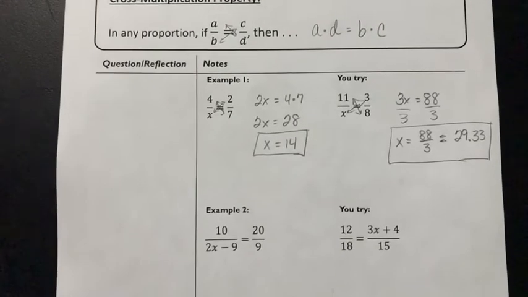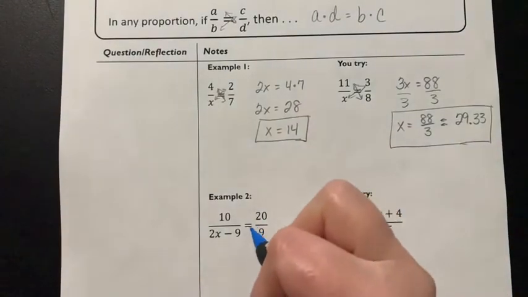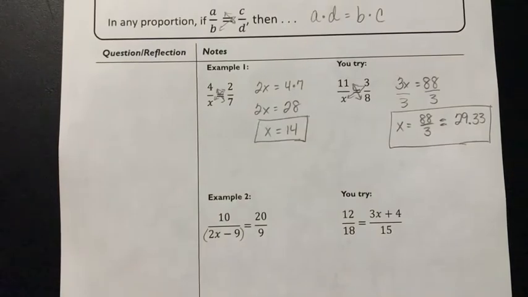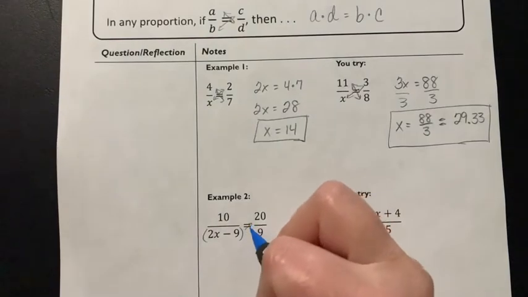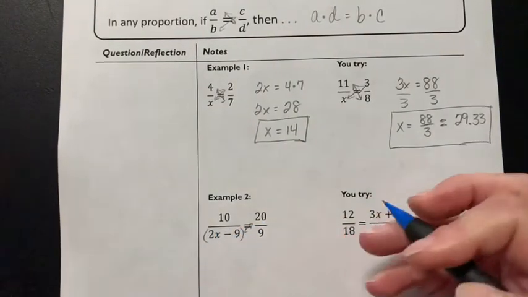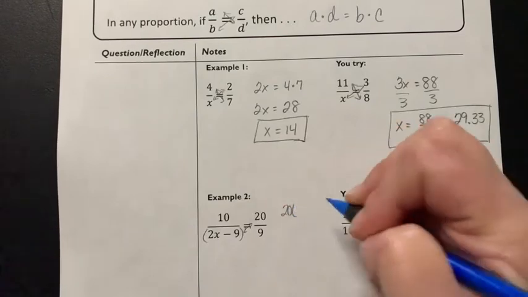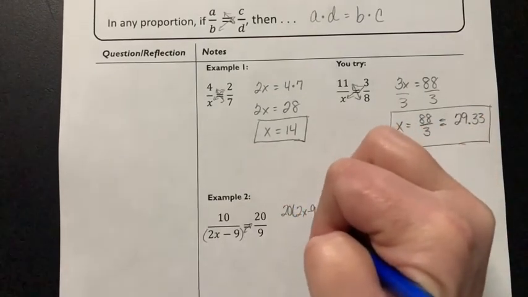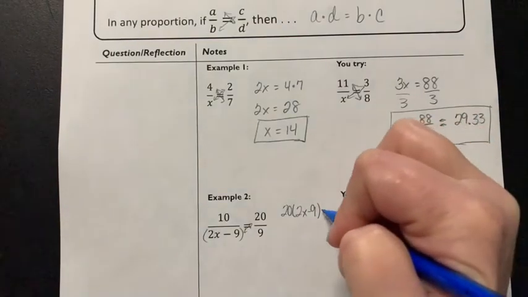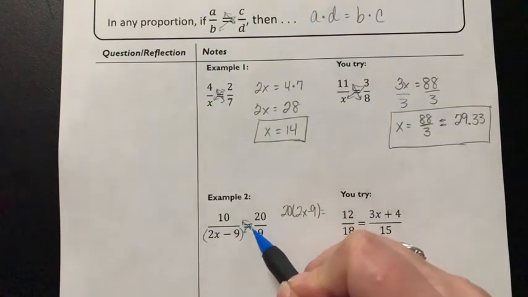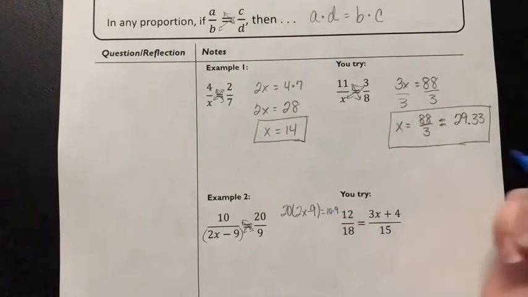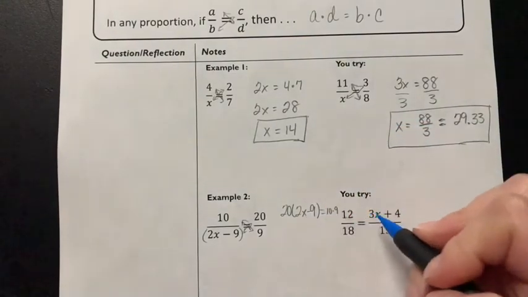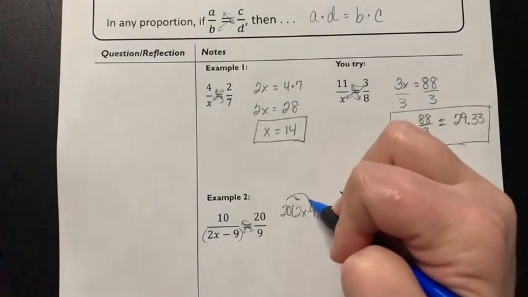Let's look at it with some algebraic expressions. Here, I'm going to put parentheses around that 2x minus 9. So we're using the cross multiplication property, and we'll see that we use a lot more algebra in this. When I multiply 20 times this whole thing, I want to write it like this. 20 parentheses 2x minus 9, close parentheses, equals, and then that'd be 10 times 9. Squeeze it in there. So now we're going to pull out our good old distributive property.